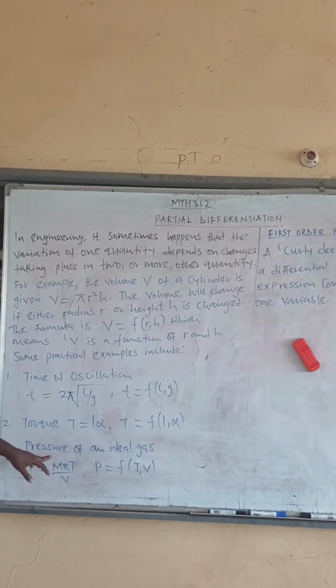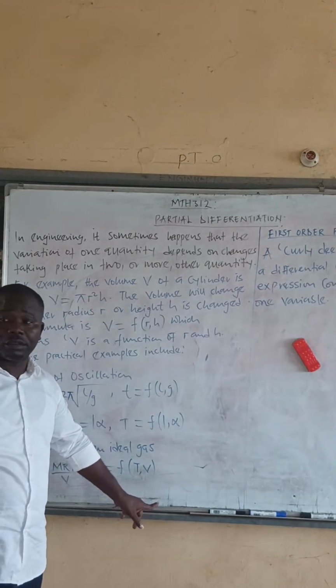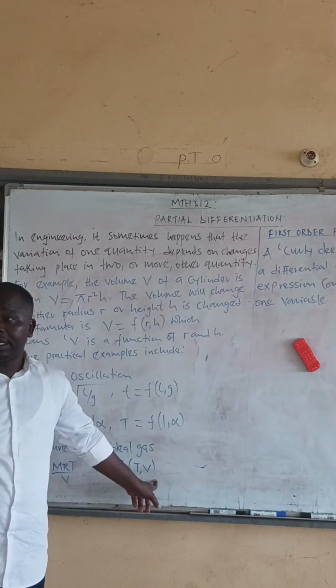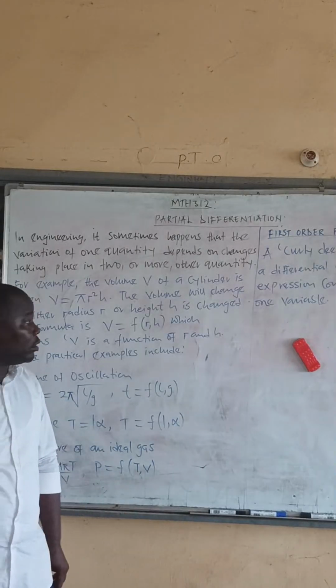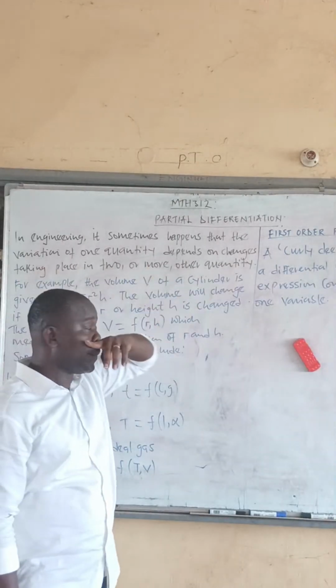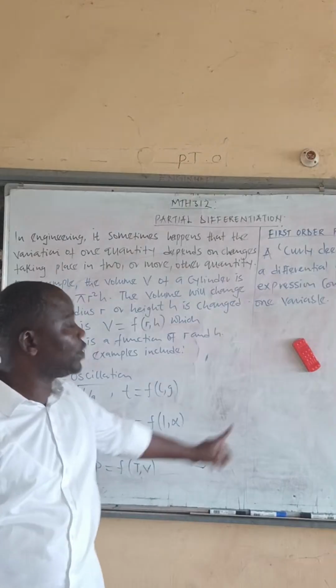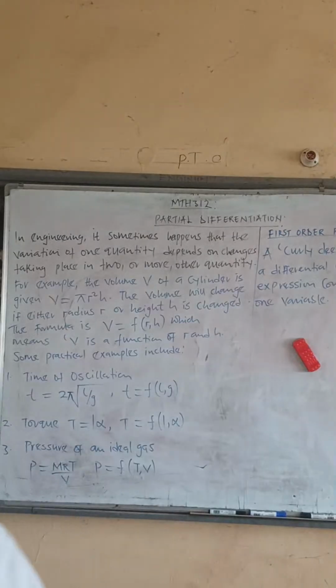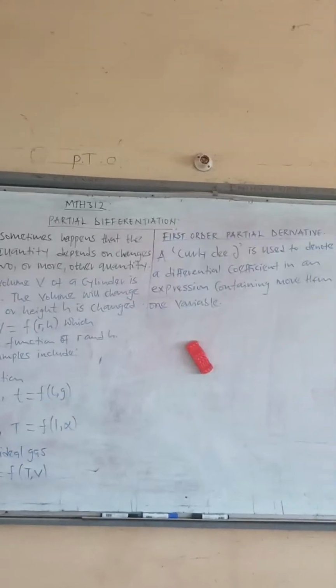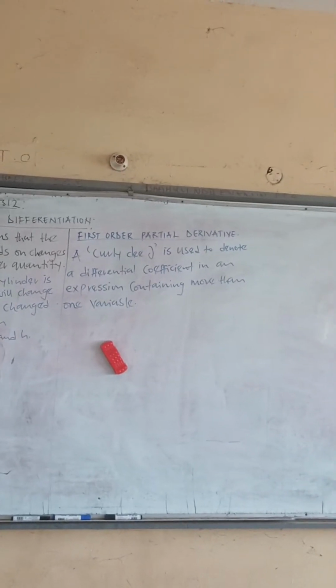Then pressure of an ideal gas. P is equal to nRT all over V. It means P is a function of T and V, because T is temperature, true or false, and V is volume. When you look at this, you can see that this is a first order differential derivative, right? So that is what we'll be looking at, first order derivative.